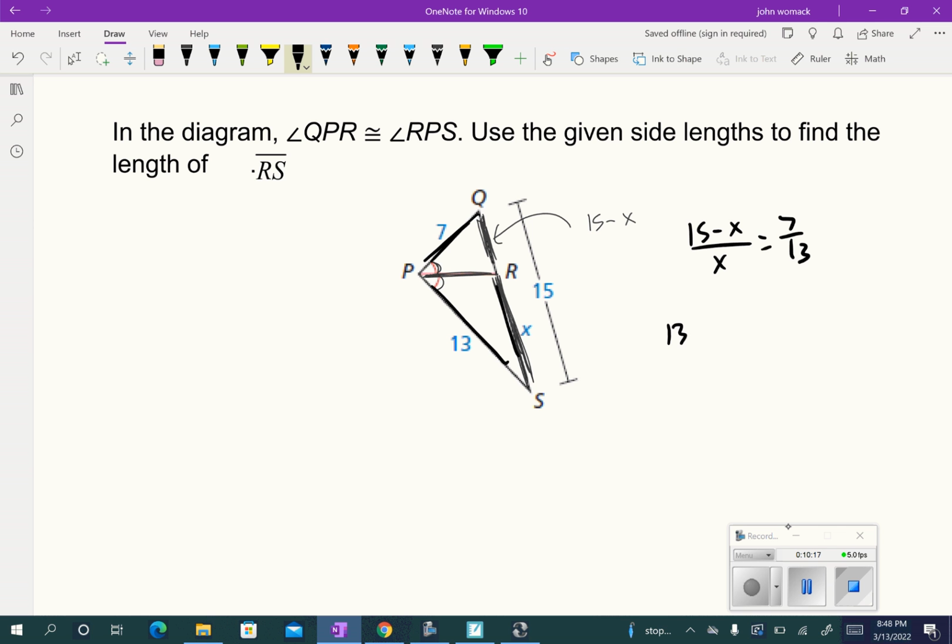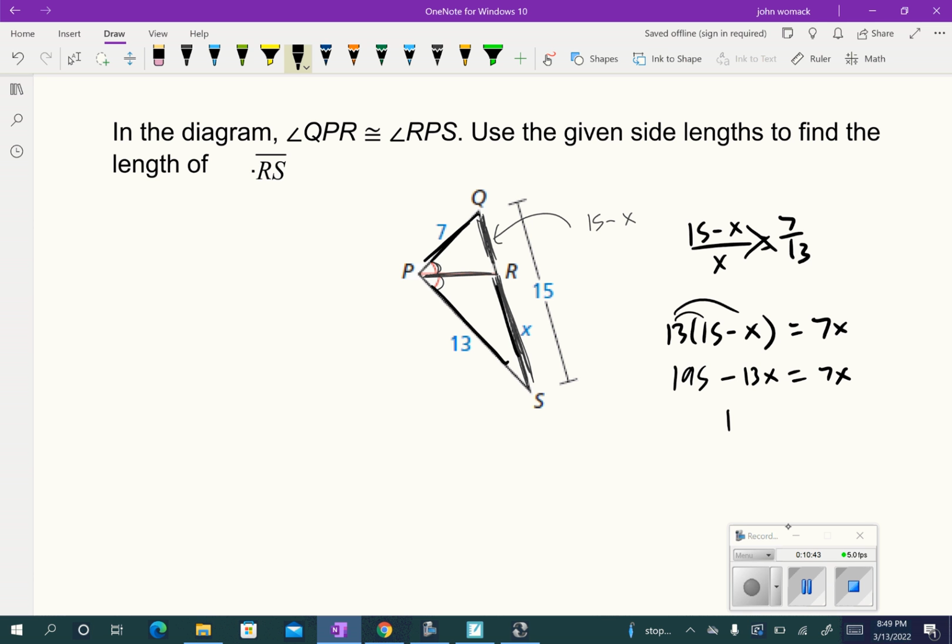So I'm going to go 13 times (15 minus x) equals 7 times x, right? Just cross multiplying. We'll see, 13 times 15. Oh, let's see. 10 times 15 would be 150. 3 times 15 is 45. So I believe it's 195. I'm doing this without a calculator, so if you catch a mistake there, feel free to fix it on your end.